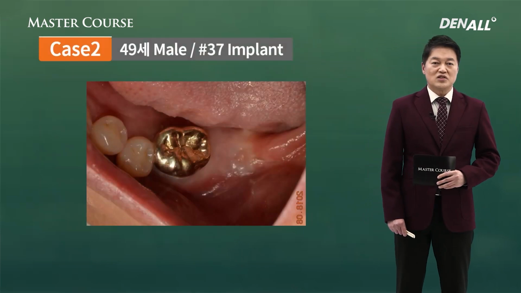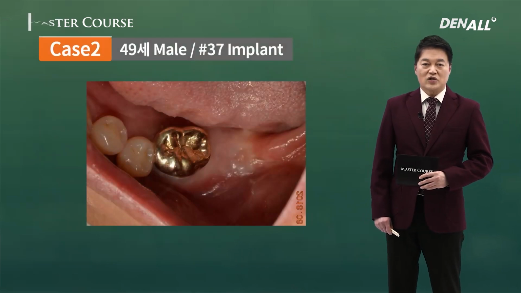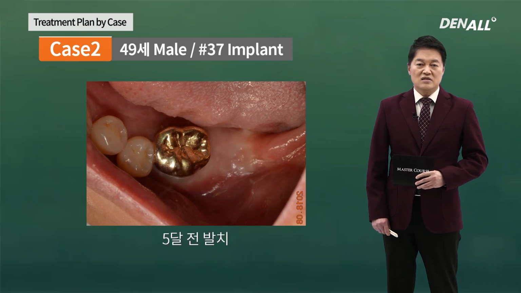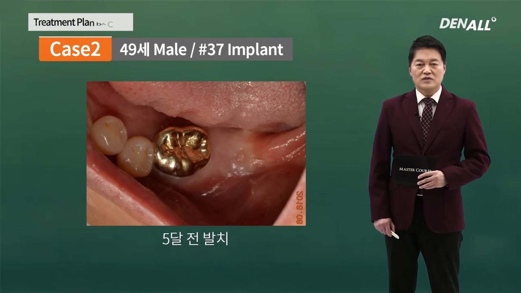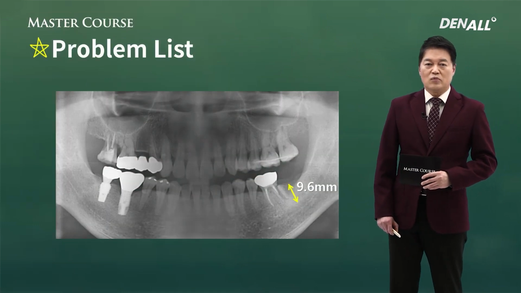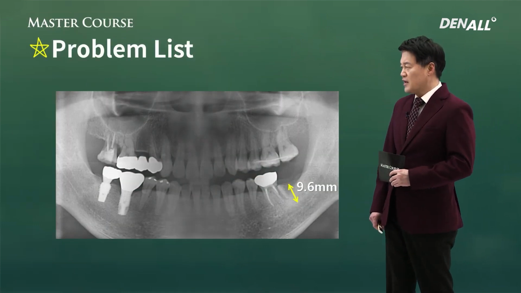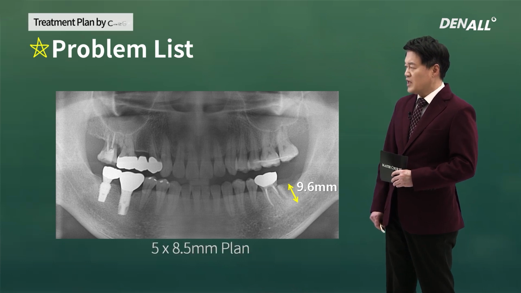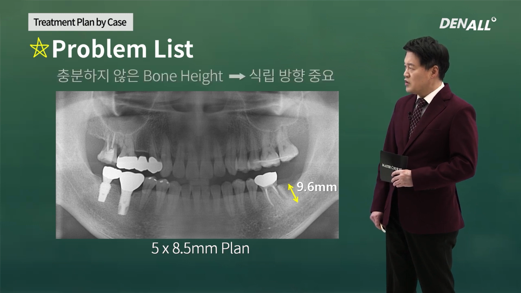This is the second case. A 49 year old male patient, and on number 37, an implant was to be placed. Extraction was done 5 months earlier. If you look at the X-ray, bone height up to the mandibular canal is approximately 9.6 millimeter. If you consider the safety margin, you should place an 8.5 millimeter implant because there was insufficient bone height.